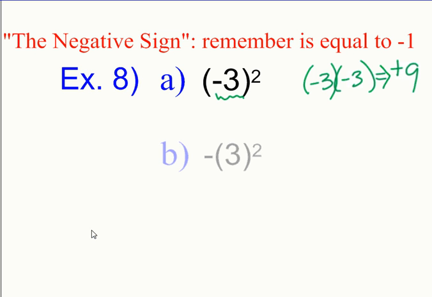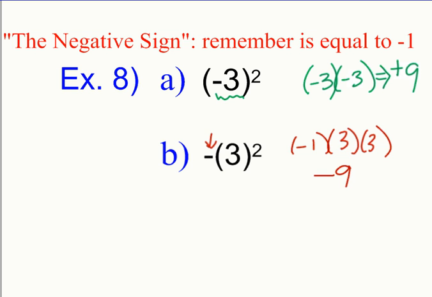Now let's take a look at another example here. And we notice that the negative is not part of it anymore. It's outside. So what this one is telling us is that we've got a negative 1 out here. So I've got negative 1 and 3 two times. If we take a look at this, there's only one negative there, which means our answer is going to stay negative, and 3 times 3 is 9.